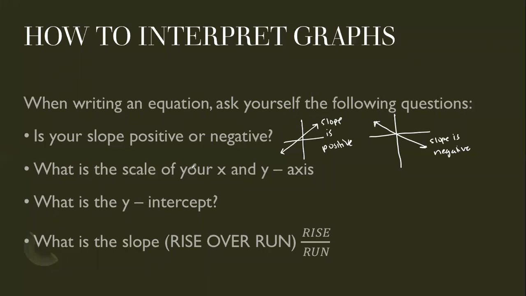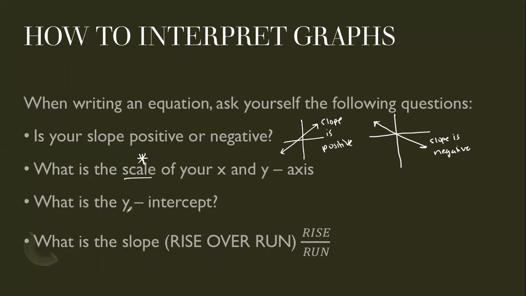The second question I ask myself is, what is the scale? What is it going by? Is it going by 1s? Is it going by 2s? Is it going by 5s? This is the number 1 reason people get the question wrong, because they do not look at the scale of the graph.